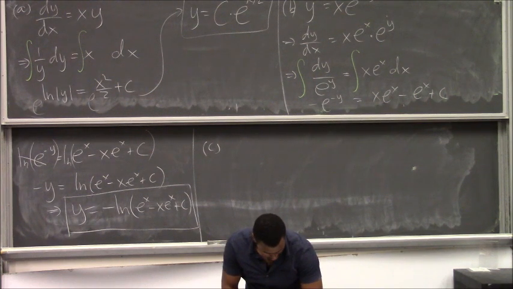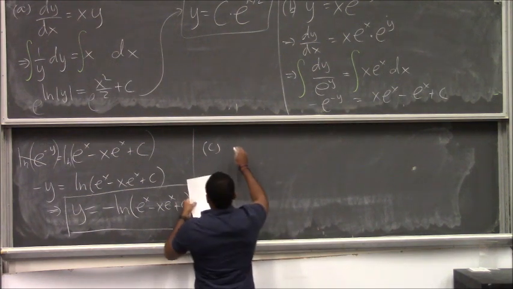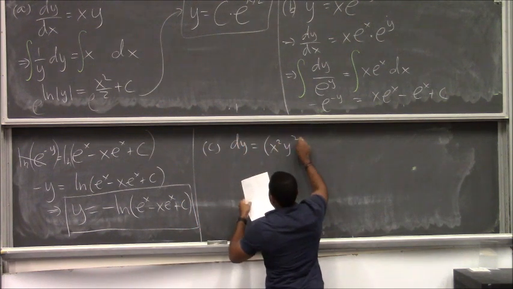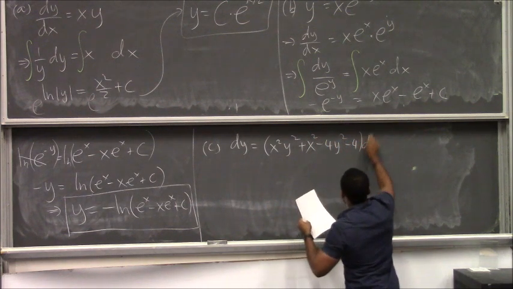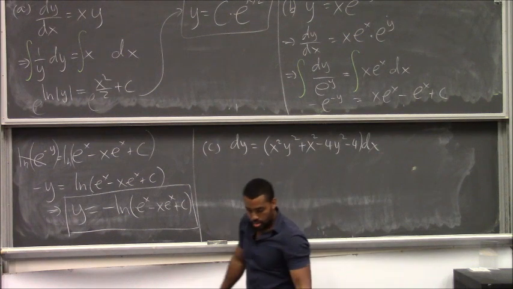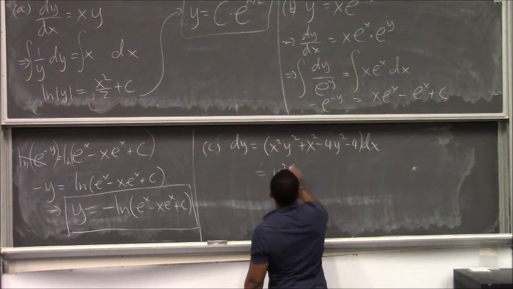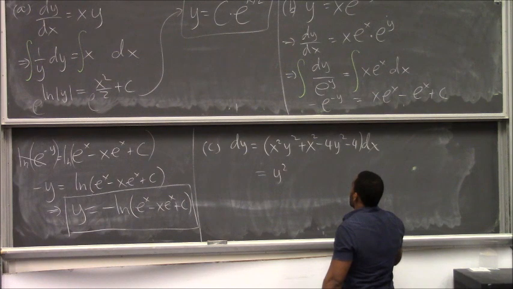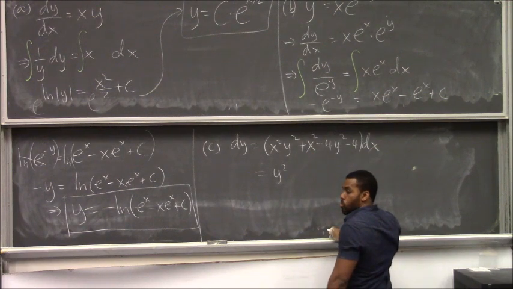So the negative ln of dx minus x plus c is the same as ln of y. dy equals x squared y squared plus x squared minus 4y squared minus 4 dx. Factor out y squared. Well, factor out y squared within a bracket so that we can leave minus 4 alone. There's also the x squared. Oh, my bad.